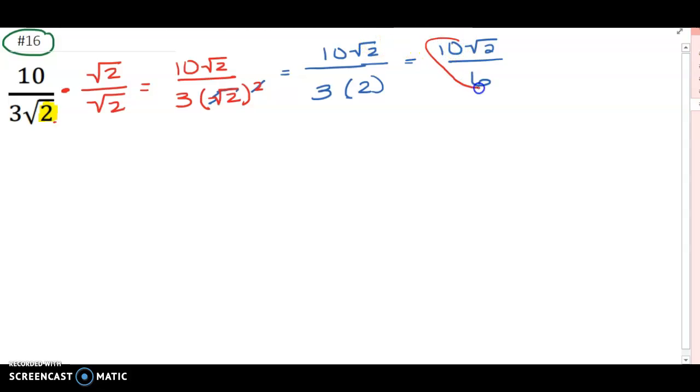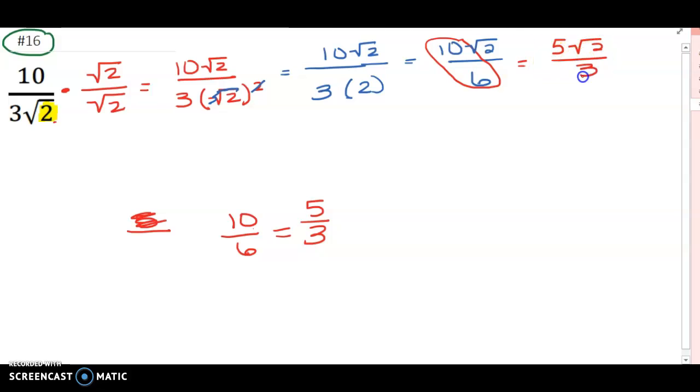Okay, now I can simplify this. 10 over 6 simplifies to, each of these 2 goes into, so 5 over 3. So this is 5 square root of 2 over 3, and that is my final answer.